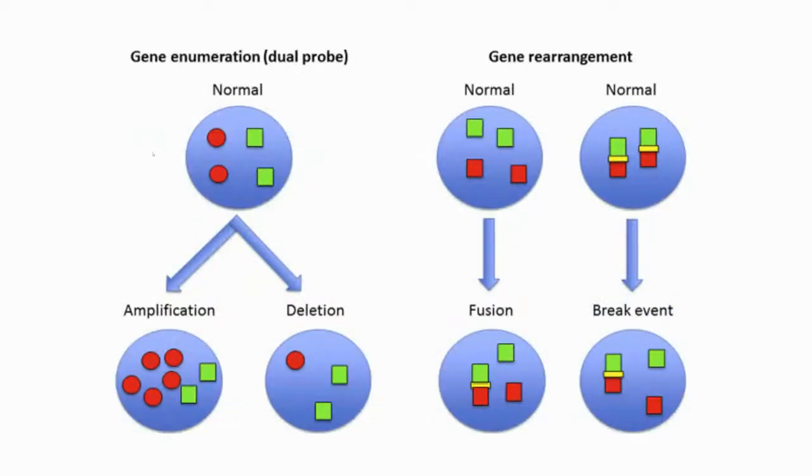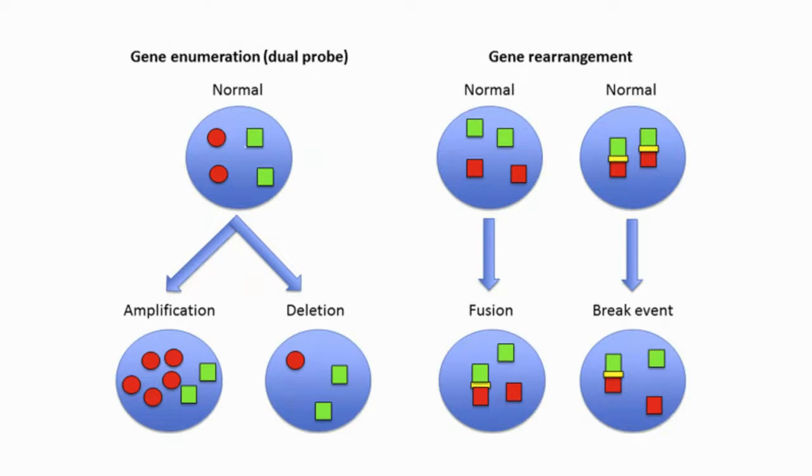And here is just to show you the application of FISH for the pattern, like the gene enumeration probe that you can use to quantitate the amplification or deletion. This here is the gene enumeration probe, right? And then you can see normally there should be 2 and 2, and then you have an extra 3, that's amplification. Then you lost 1, that's deletion.